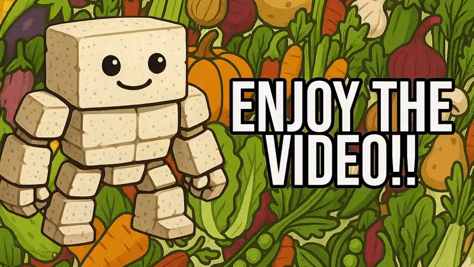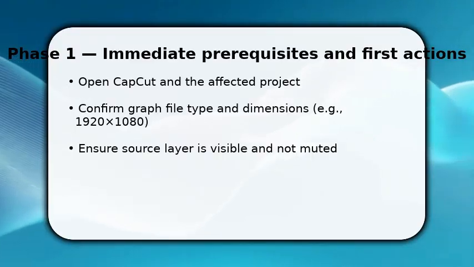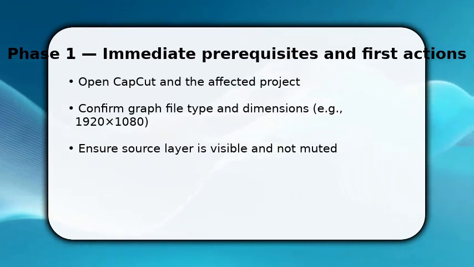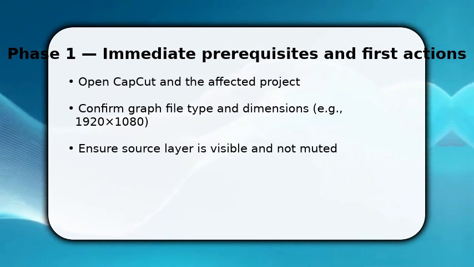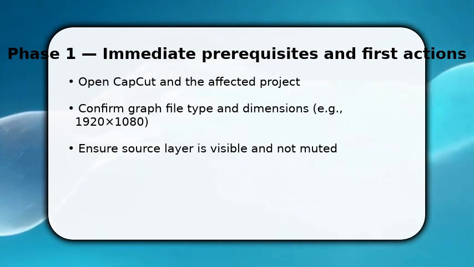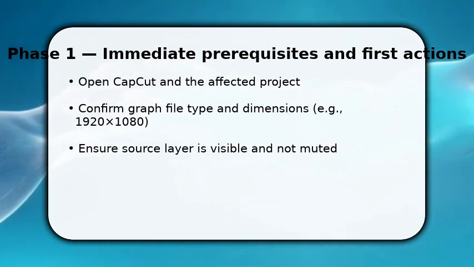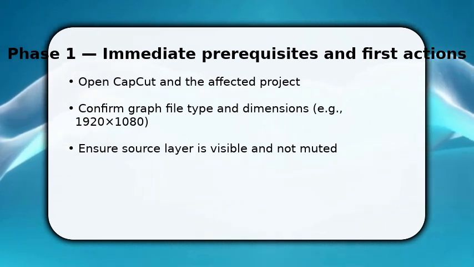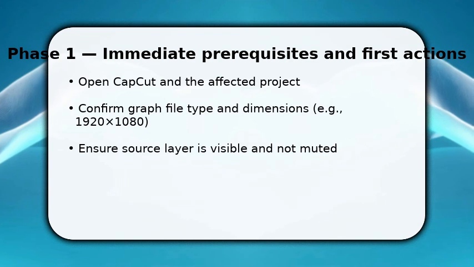Please enjoy the video. You start by verifying the basics fast. Open the CapCut project and locate the clip or layer where the graph should appear. Make sure the source file matches the timeline resolution, for example 1920 by 1080, and that the track is not hidden or muted. Once done, check import type, image, PNG sequence, or video, because CapCut handles each differently. If it's an animated graph, confirm the frame rate aligns with the project settings before moving to layering.